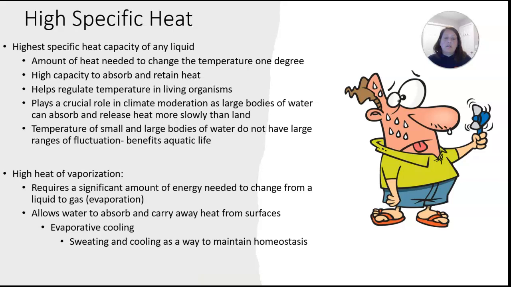This unique feature also helps organisms to regulate temperature. Okay, so temperature of the planet, temperature inside of our bodies. The temperature of small and large bodies of water, they don't really fluctuate so much. Very minimal fluctuations in temperature. And so aquatic life living in smaller, large bodies of water are able to maintain homeostasis because the temperature is not going way up and way down like it does on land.